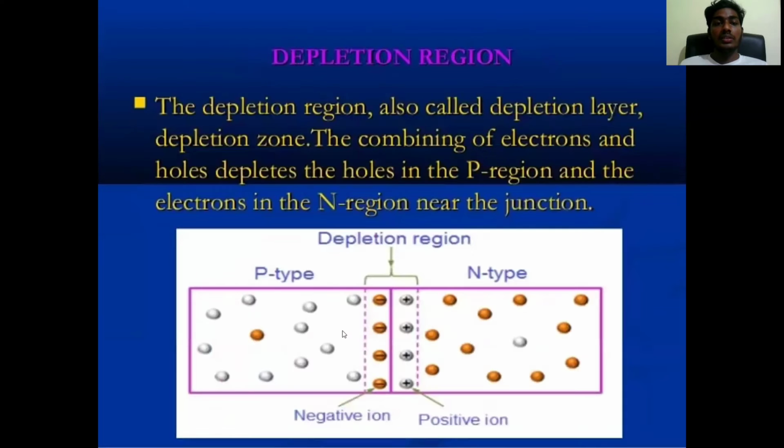Next, depletion region. The depletion region, also called depletion layer or the depletion zone. The combining of electrons and the holes depletes the holes in the p region and the electrons in the n region near the junction. This is called the depletion region. Holes in the p region and electrons in the n region near the junction. This is called depletion layer. Negative ends and positive ends.